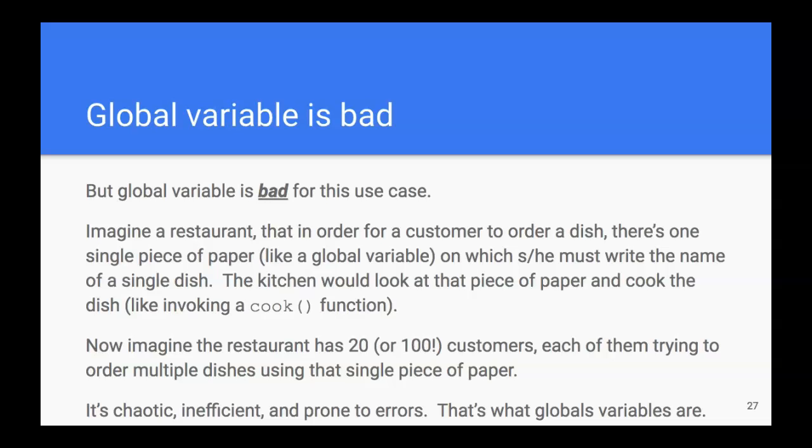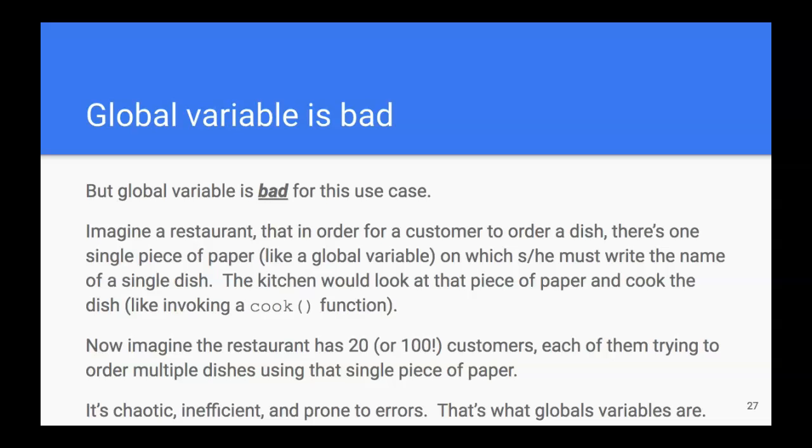And who knows? Maybe customer A wrote down the name of a dish before the kitchen has a chance to look at it. Another customer comes in and erases the name of that dish and puts a new dish in. So there might be errors, right? The kitchen would skip the dish for a particular customer or lots of customers. In any case, I hope you can see that this is a big problem.